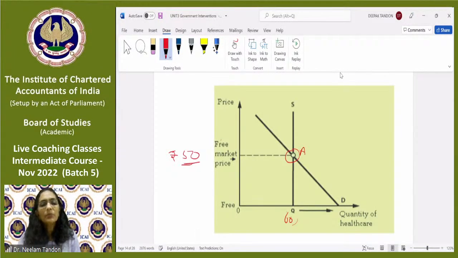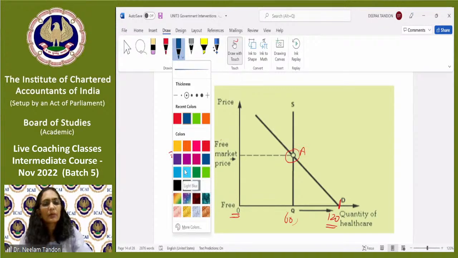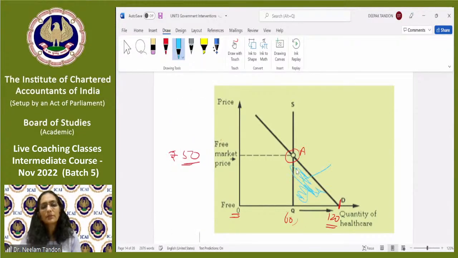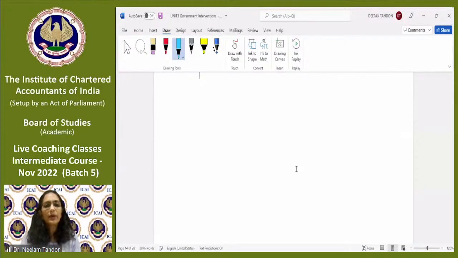Now suppose government gives free healthcare services. What happens? Demand goes up to 120 because now it is available at zero price. This QAD, what is this? This is the loss. And that is point 5.